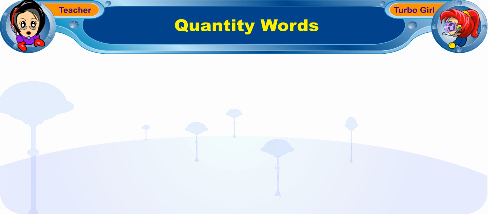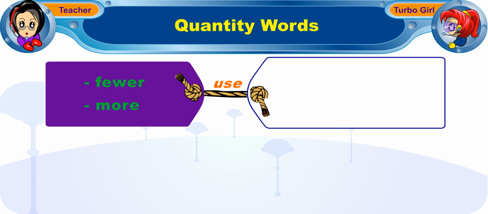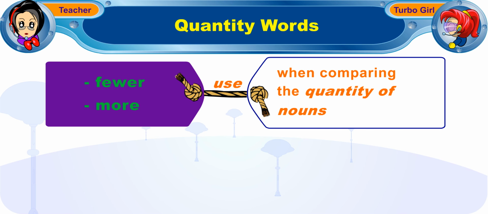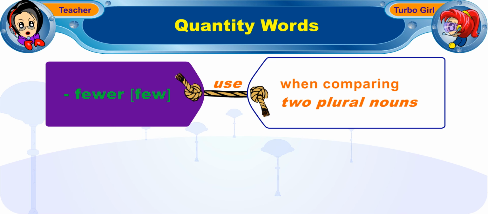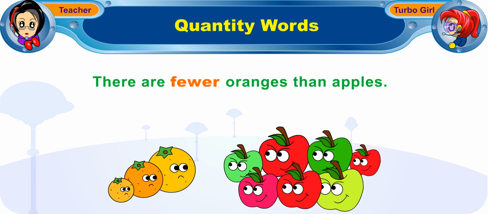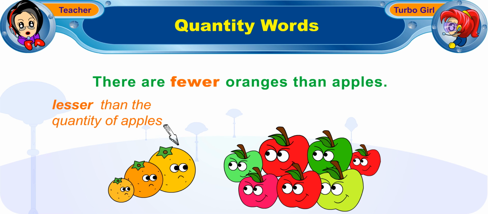Let's look at the next set of quantity words. We can use fewer and more when we are comparing the quantity of nouns. Fewer is the comparative form of few. We use it when we are comparing two plural nouns. For example, there are fewer oranges than apples. This sentence tells us that the quantity of oranges is lesser than the quantity of apples. We must write than between the two nouns that we are comparing.